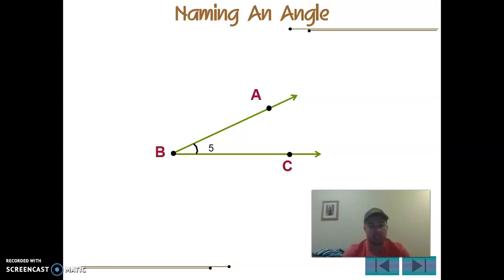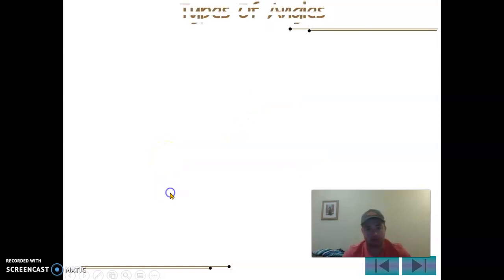But notice how I put B in the middle. B is in the middle because that's the vertex. So when we name an angle, the vertex point, or this corner point right here, that's the point that's in the middle. I could also call this angle CBA, as long as I put the vertex point in the middle.